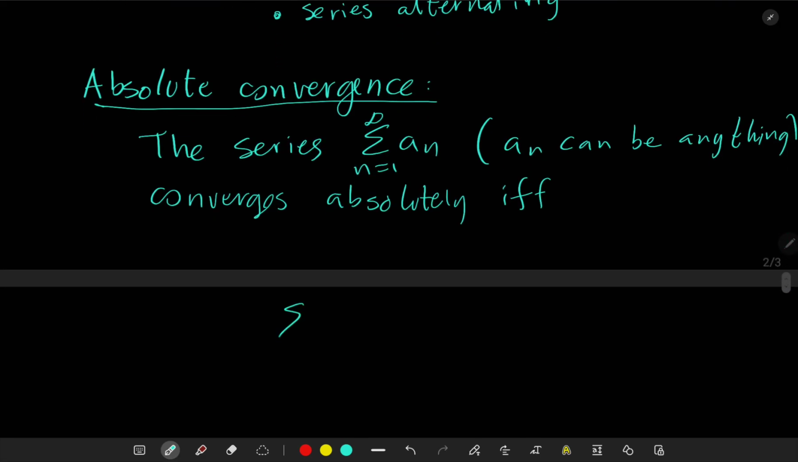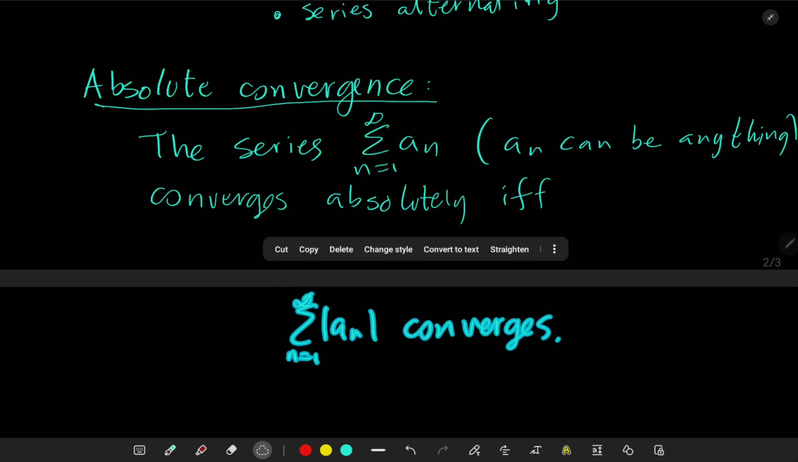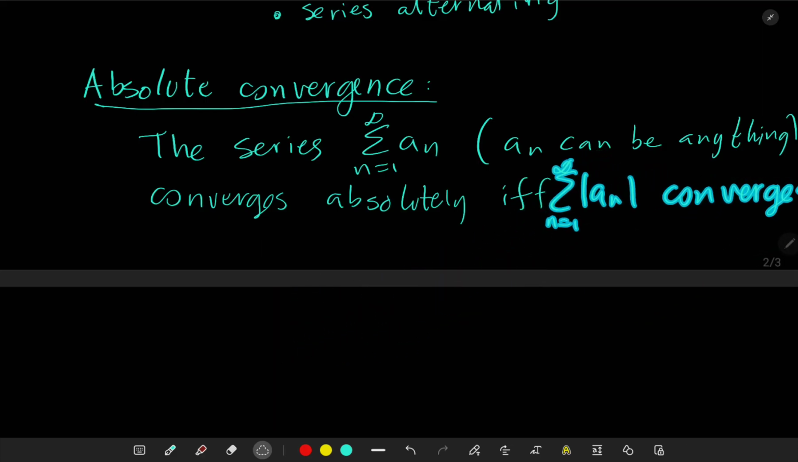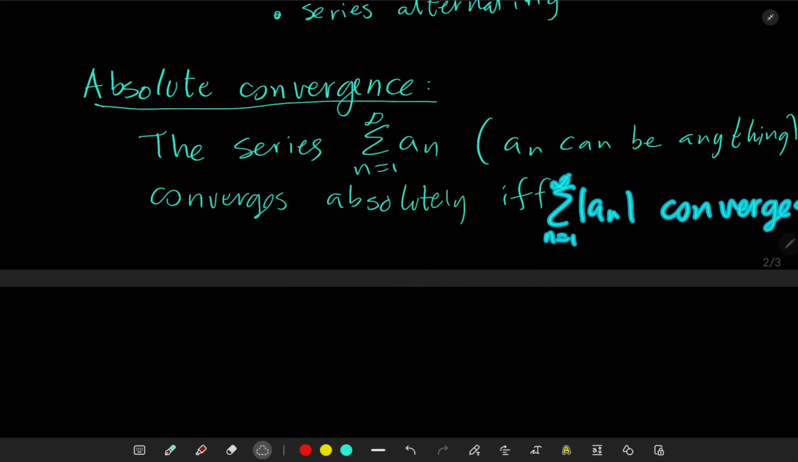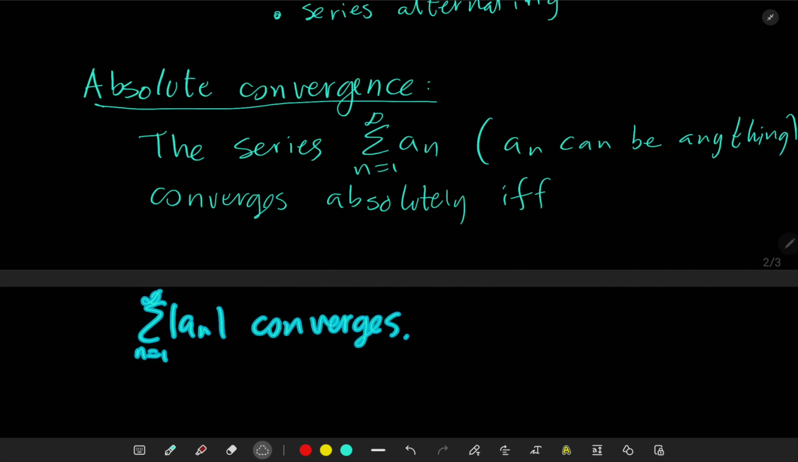I'm going to jump to the next page. The sum as n goes to infinity of the absolute values converges. I guess I could have put that over there. In fact, it fits. You see? Does it? Maybe not. Okay, fine. There you go. All right.